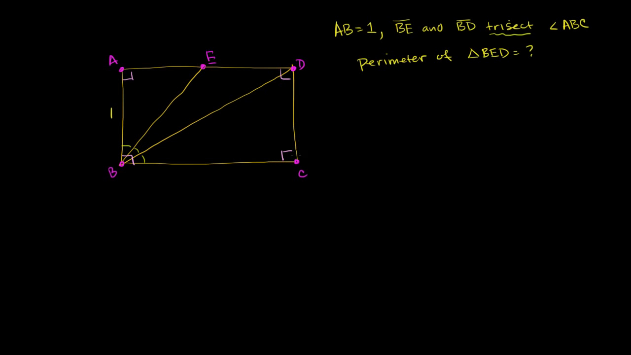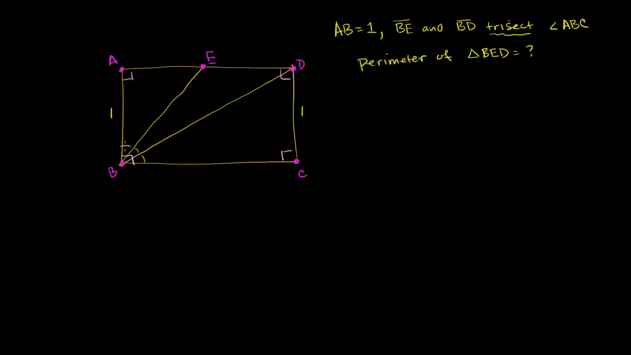We have 4 sides and we have 4 angles, and the sides are all parallel to each other and the angles are all 90 degrees, which is more than enough information to know that this is definitely a rectangle. And so one thing we do know is that opposite sides of a rectangle are the same length. So if this side is 1, then this side right over there is also 1.